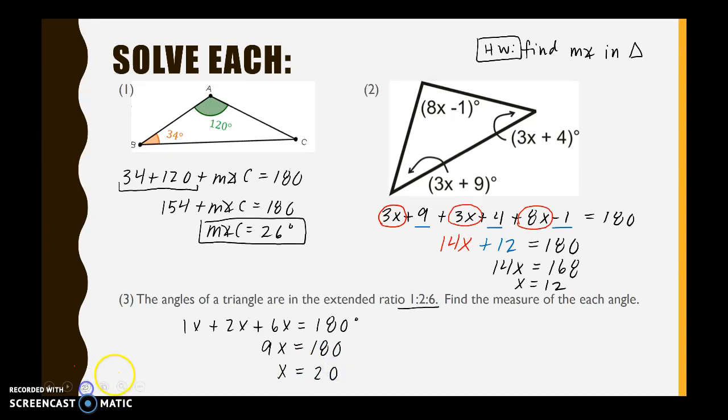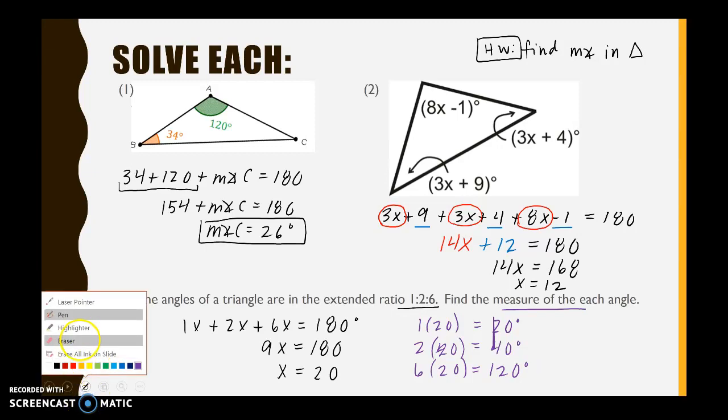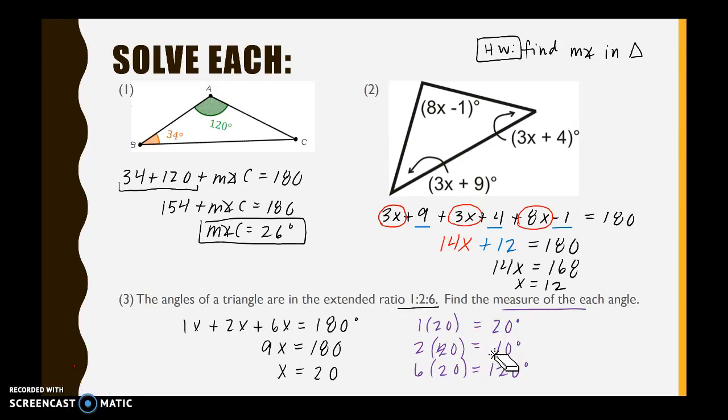So now to actually answer the question, we have to plug back in, right? Find the measure of each angle. So the smallest angle would be 20 degrees. The next angle, 2 times 20, would be 40 degrees. And then the largest angle would be 120 degrees. And as a quick check, when you add those 3 values together, it still adds up to 180. Let me fix these things up for you.